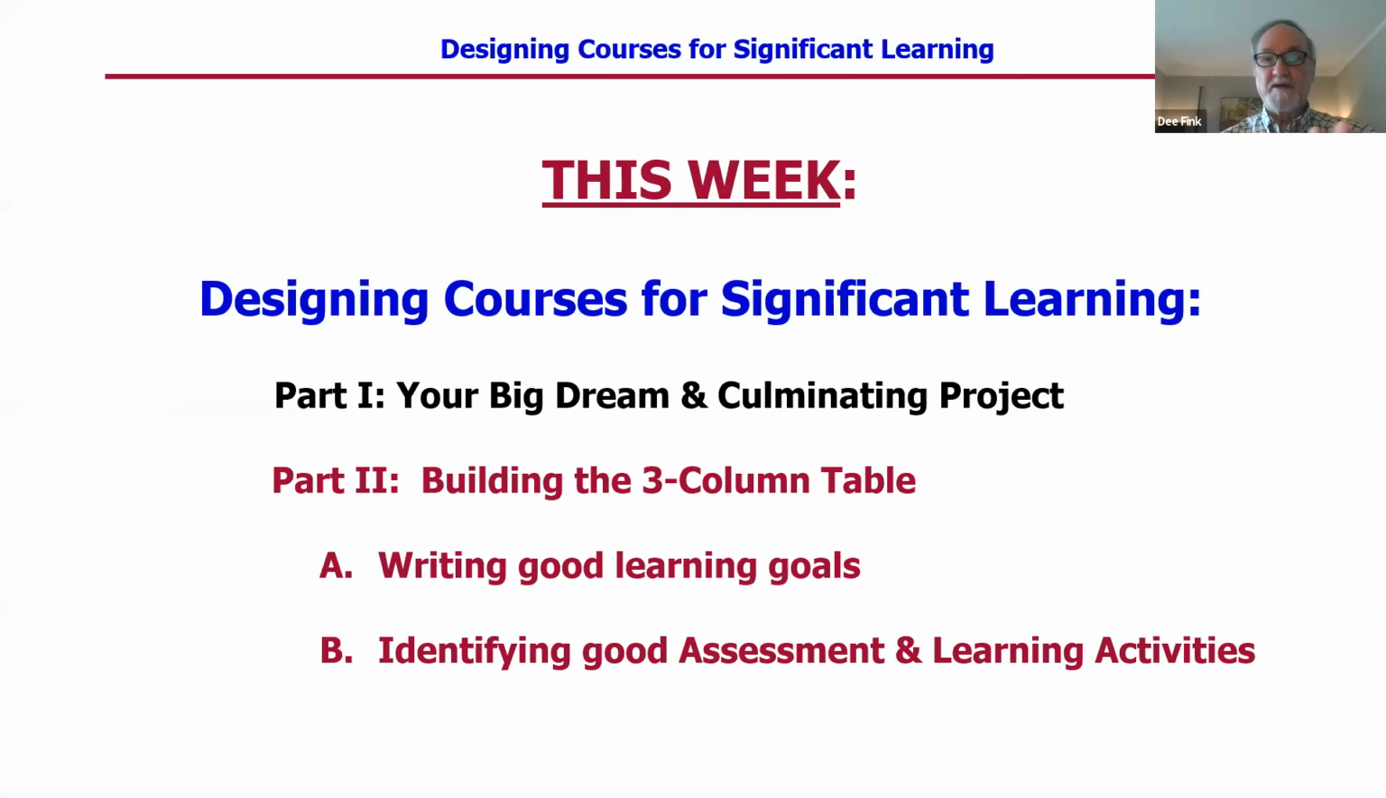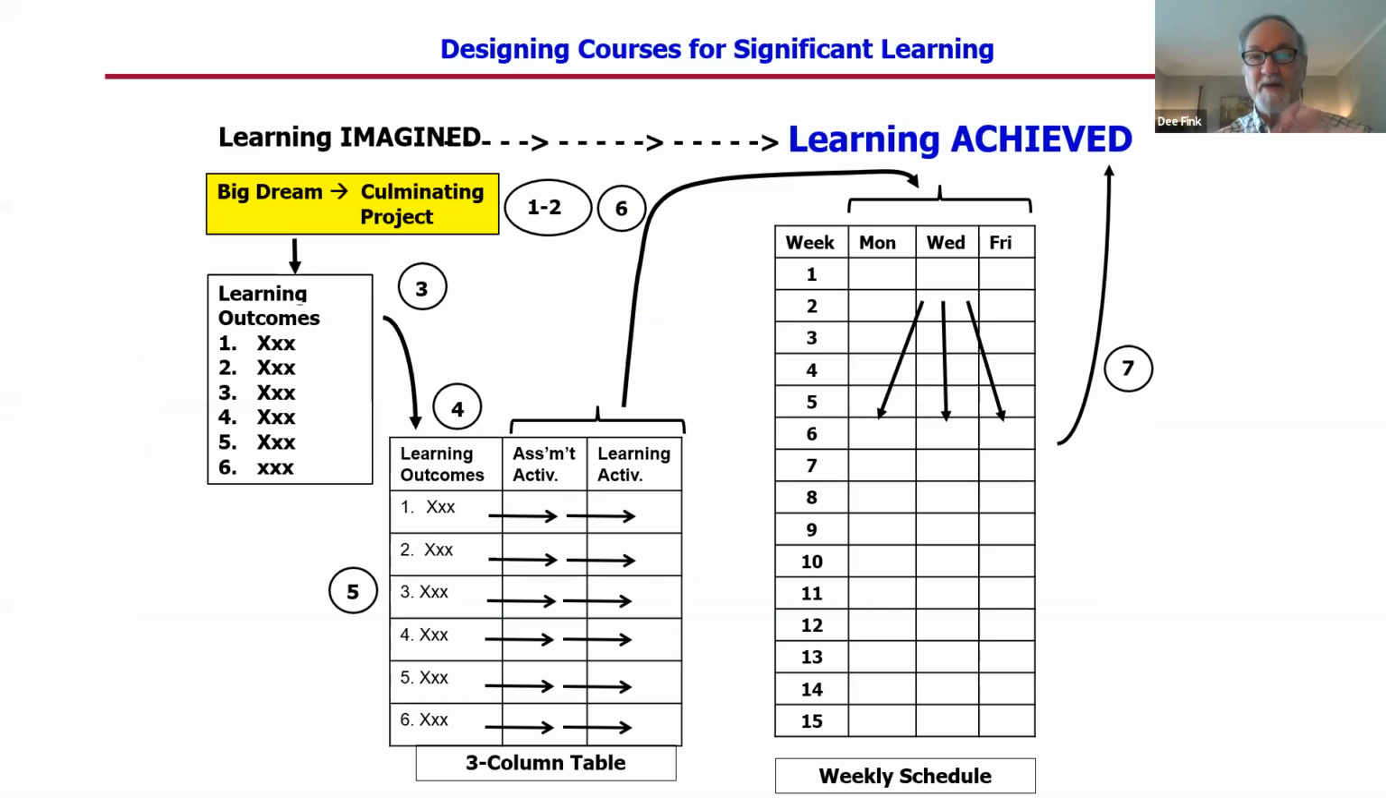What we did last week was talk about our big dream and the culminating project. What we're doing this week is going to the next big step, and that is building the 3-column table. Today we're doing two parts of that: one is writing good learning goals, and then identifying the assessment activities and learning activities that are tied to those learning goals. Here's the diagram. I wanted to share it so you can see how that works.